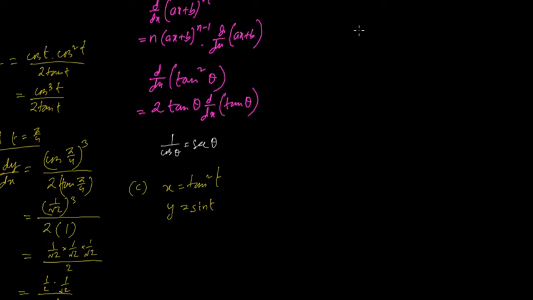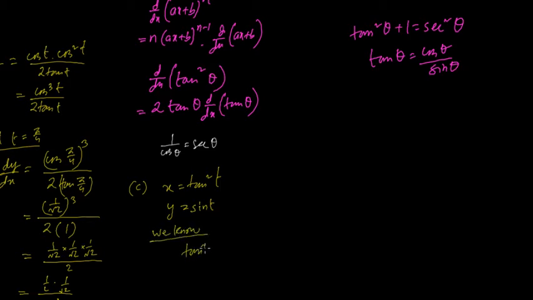Now from C3 you'll remember we have tan squared theta plus 1 equals sec squared theta. So we have this connection, and there's another connection, tan theta is sine theta by cos theta. So I think it's better if we use this rule. So we know tan squared t plus 1 equals sec squared t. So let me plug in tan squared t. I can just write x because tan squared t is x. So x plus 1 equals sec squared t.